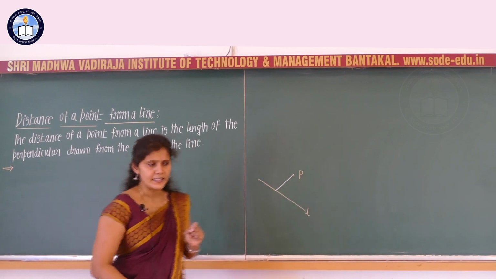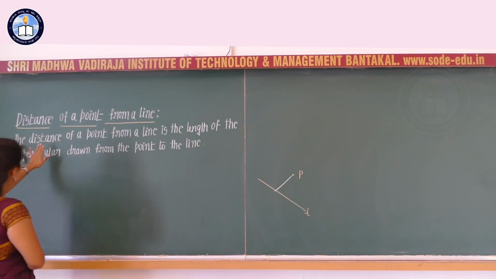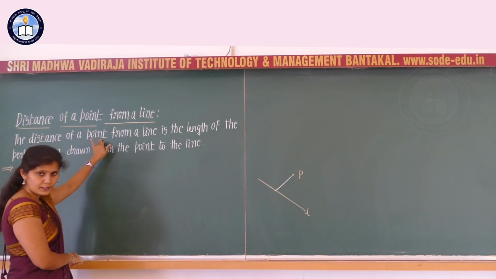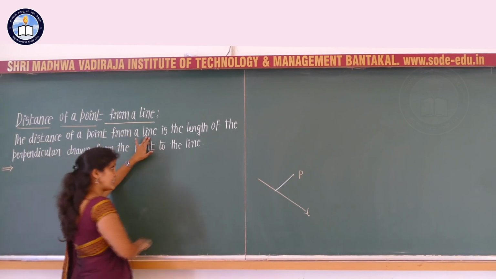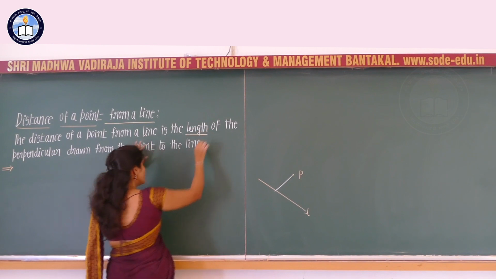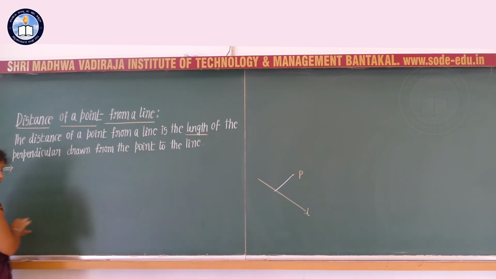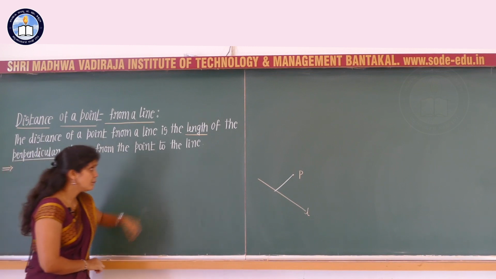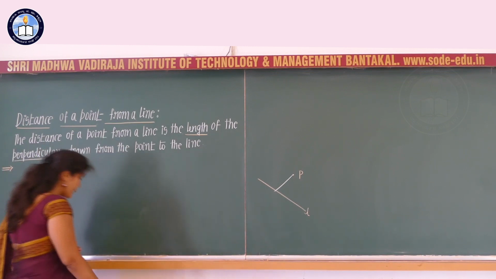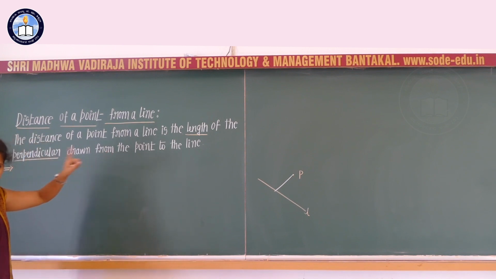So let us consider the statement, that is, the distance of the point from the line is nothing but the length of the perpendicular. The distance from the point to the line is the length of the perpendicular, and that perpendicular is drawn from the point to the line.